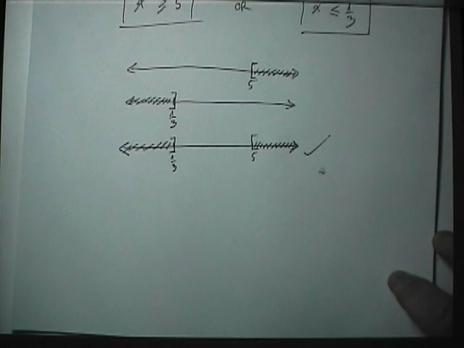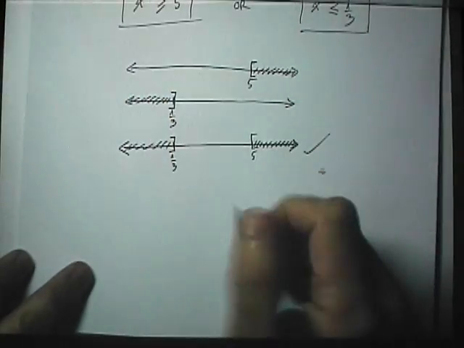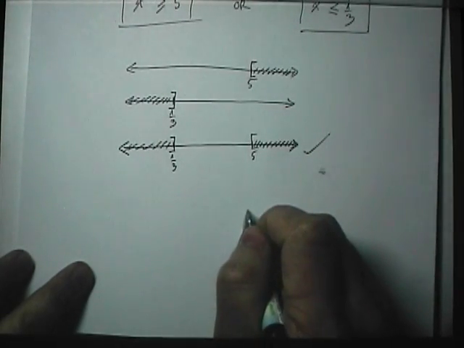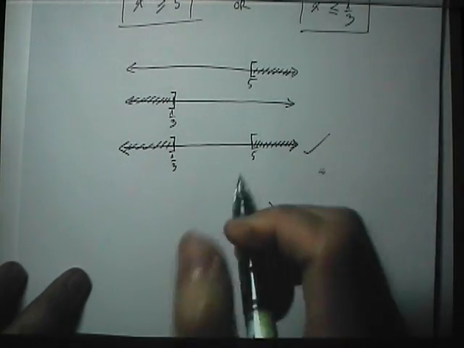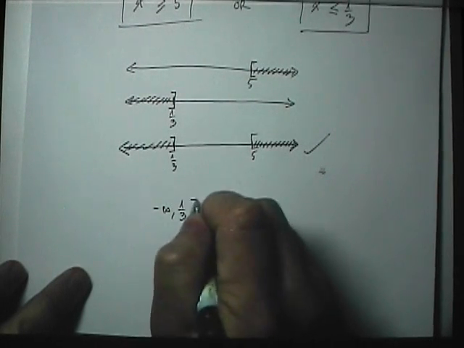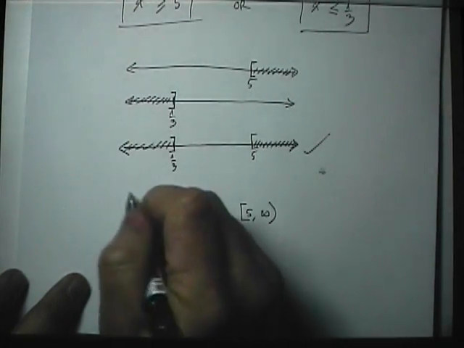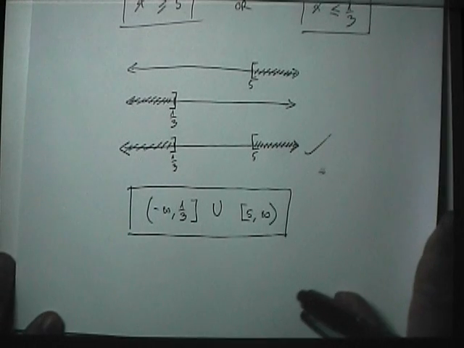And then the last one, bringing that into interval notation. For x greater than or equal to 5, we have the interval 5 comma infinity. And for the other one, we have negative infinity comma 1/3 with a bracket there. And now we union the two intervals together. And that's how we get that.